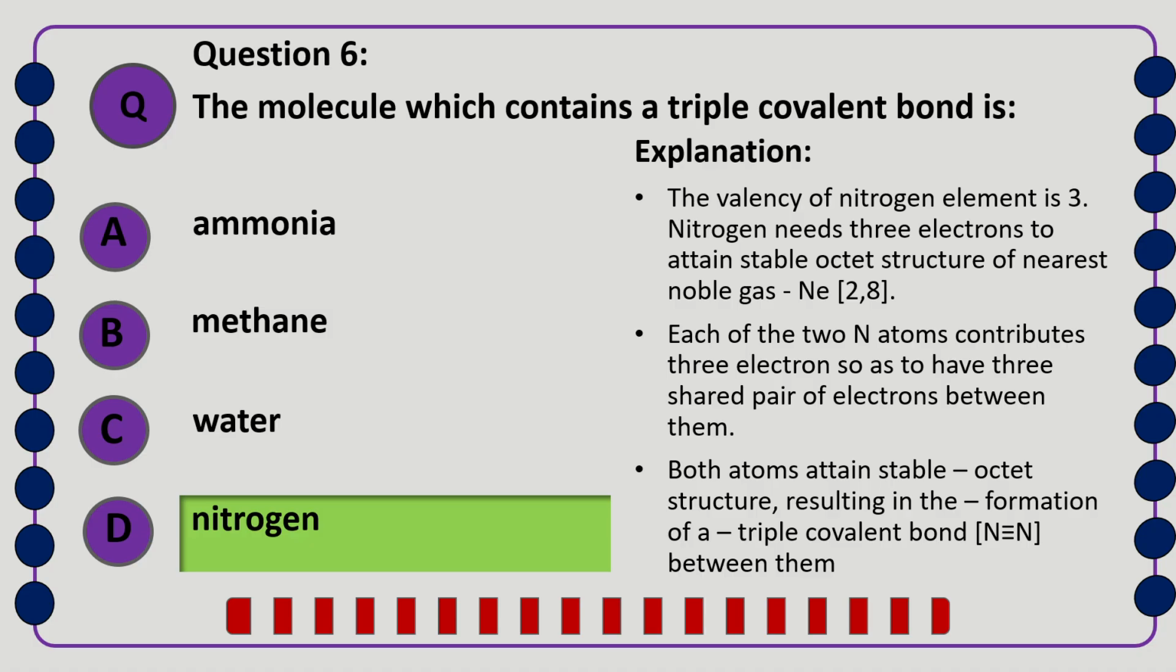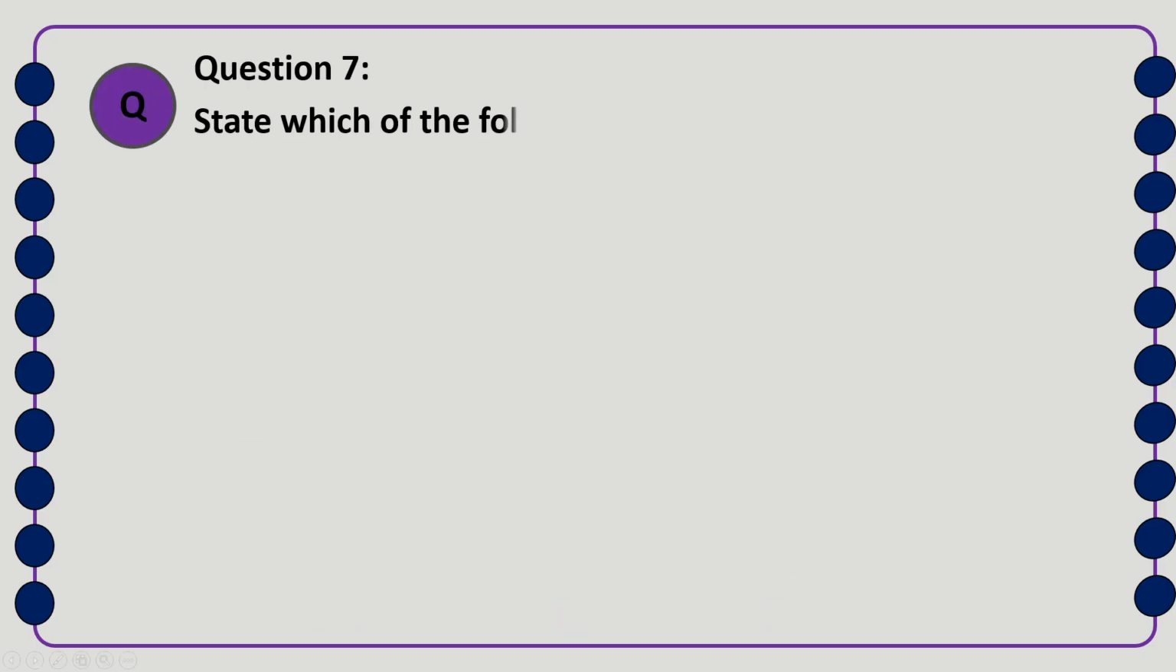The valency of nitrogen element is 3. Nitrogen needs 3 electrons to attain stable octet structure of nearest noble gas. Each of the two nitrogen atoms contributes 3 electrons so as to have 3 shared pairs of electrons between them. Both atoms attain stable octet structure, resulting in the formation of triple covalent bond between them. It's not 3, it's triple. I hope the explanation is very clear. Let's move on to question number 7.